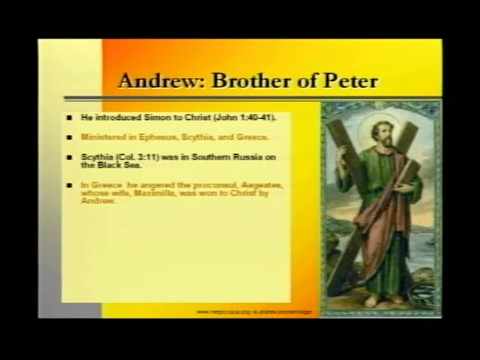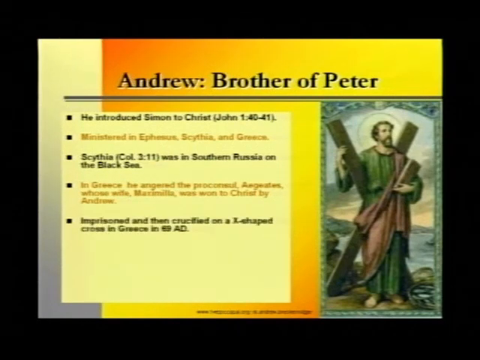In Greece, he angered the proconsul Agiates, whose wife Maximilla was won to Christ by Andrew. So the wife was won, but not the husband. And that caused a conflict. He was imprisoned, and then he was crucified on an X-shaped cross in Greece in 69 AD. You can see in the picture the X-shaped cross that he holds. That refers to St. Andrew.